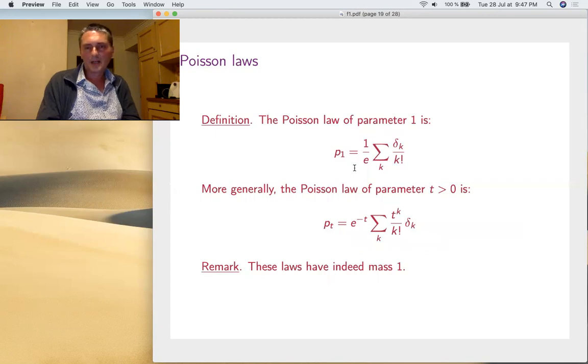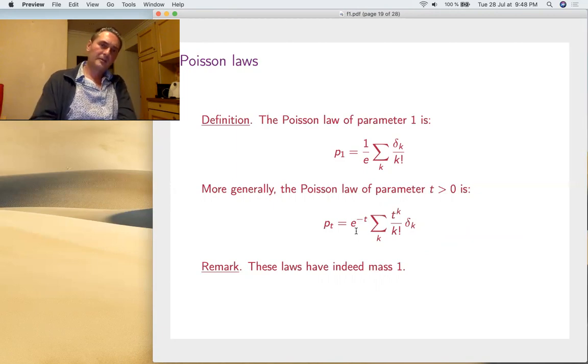So that's the law. And now the point is that this is the so-called Poisson law, so that's your definition. You see this is of mass 1 because that's the series of e. Now, you can also define the Poisson law of parameter t if you want to throw in a parameter, like we did with the normal laws. You take the series of the exponential of t, that's it, and you put e to the minus t here.